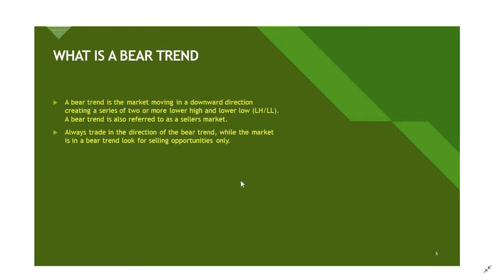Let me repeat this because this is very important. A bear trend is the market moving in a downward direction, creating a series of 2 or more lower highs and lower lows. It is also referred to as a seller's market. Always trade in the direction of the bear trend. While the market is in a bear trend, look for selling opportunities only. So we are only going to be looking for sell trades in a bear trend or a seller's market. So let's move over to the chart.